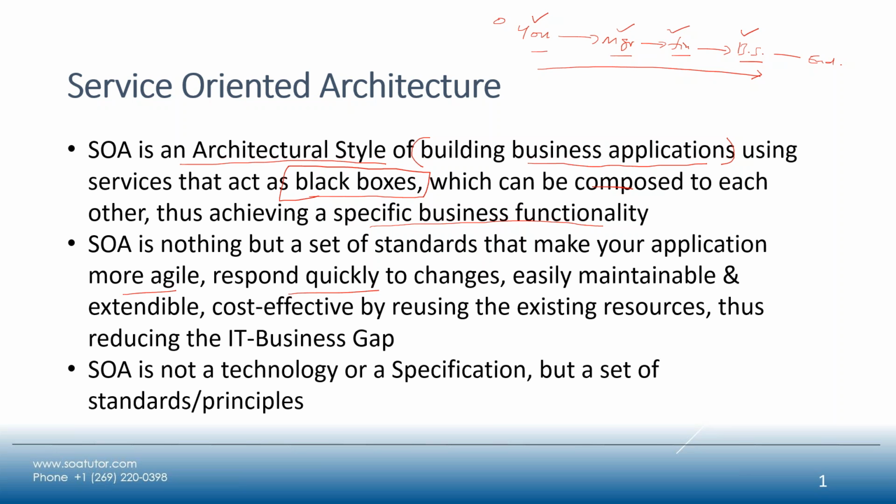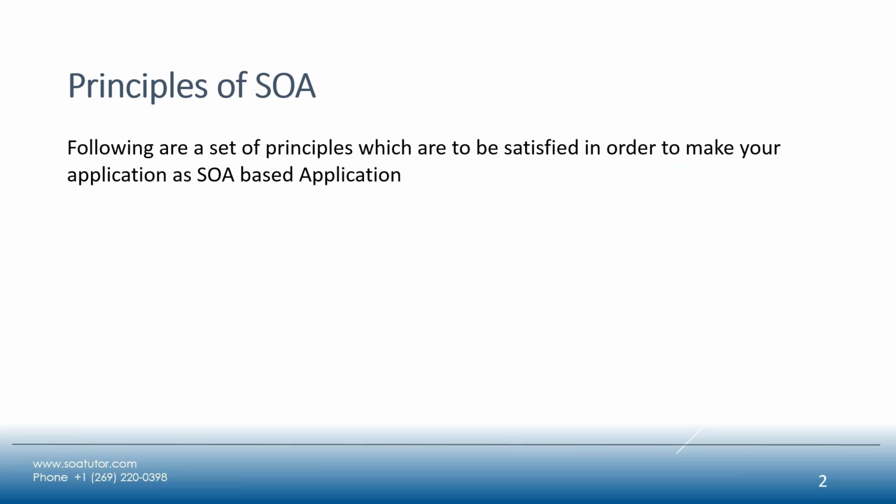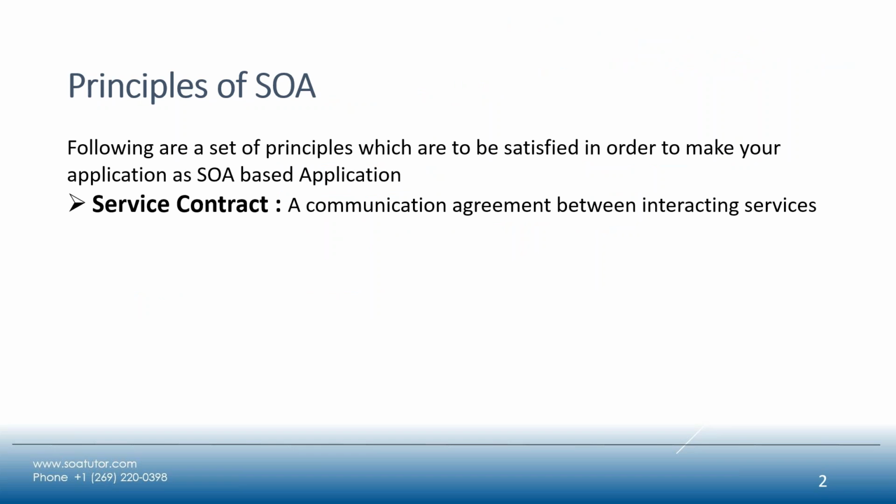There are about 7 different principles that are defined by OASIS. OASIS is an open group that defines SOA principles, and it basically takes care of everything related to SOA. So they have defined 7 SOA principles. Let's see what those principles are. First one is service contract.